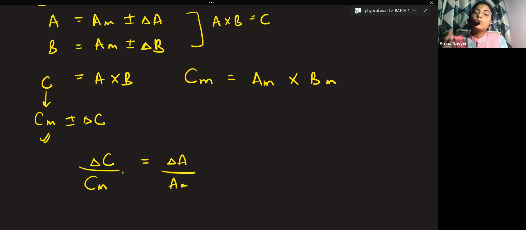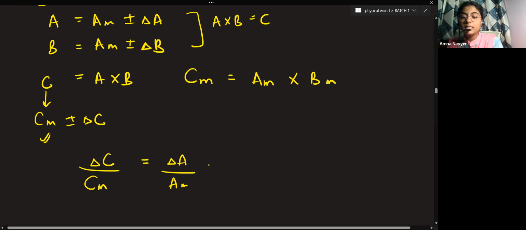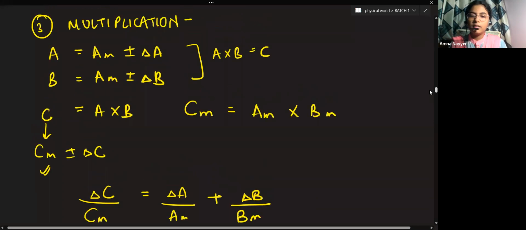All right. So wherever this delta C comes, it means mean absolute error. So mean absolute error divided by the mean value, plus delta B divided by BM. This is how we write. All right, so note it down. Then I'll do an example that will make it clearer.